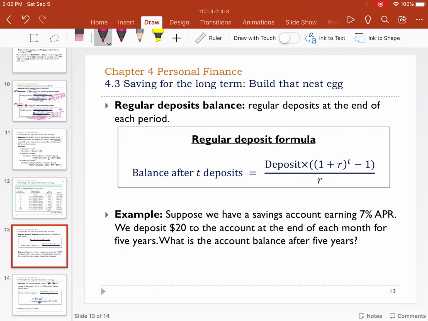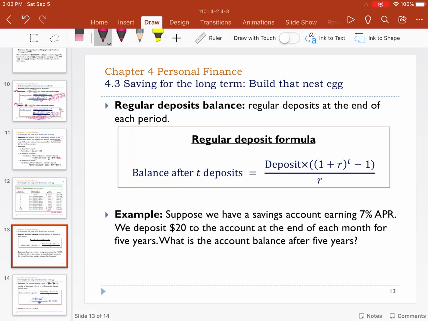So just one more example here. Let's take a look at this final example. Regular deposits balance, and so we could use a formula instead of having to generate it one little step at a time, which is a little on the tedious side. Although if you find it fun to see how much money is coming your way, go for it. But most people might consider a formula or Excel spreadsheet or something. Okay, so the balance after T deposits, and these are just about always monthly deposits, but just in case they decided not to do that.